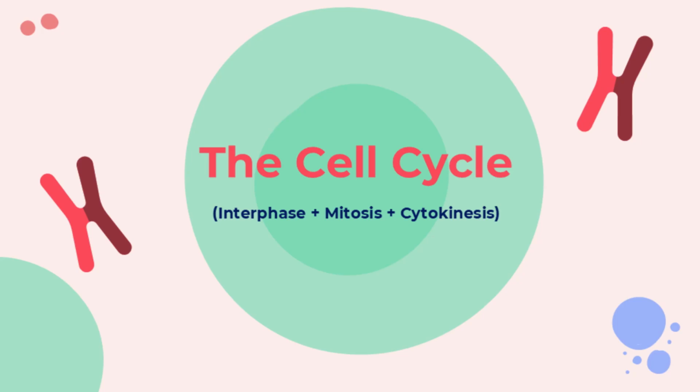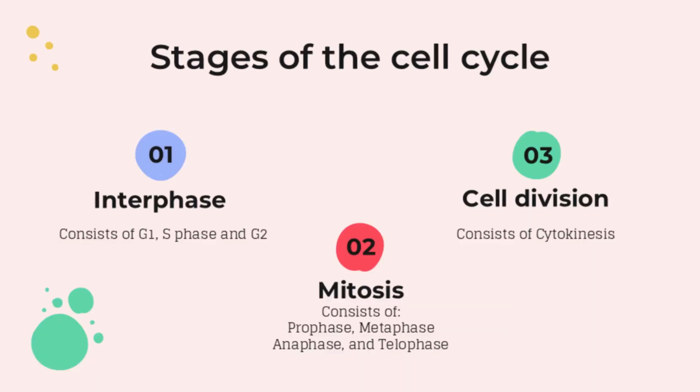What's up, students? Today we're going to start a biology series. The first chapter we're going to talk about is the cell cycle. This includes interphase, mitosis, and cytokinesis. What are the stages of the cell cycle in detail?